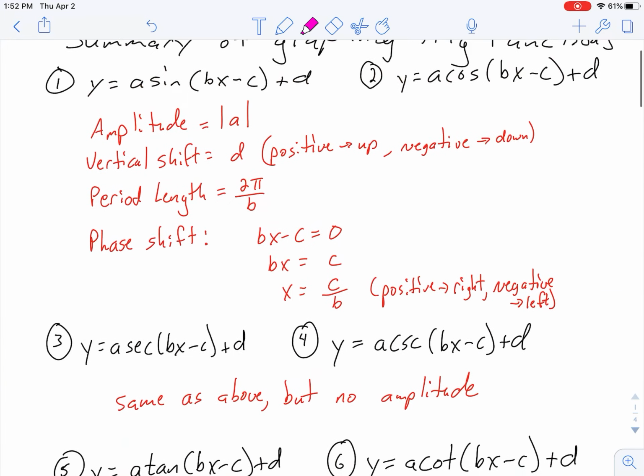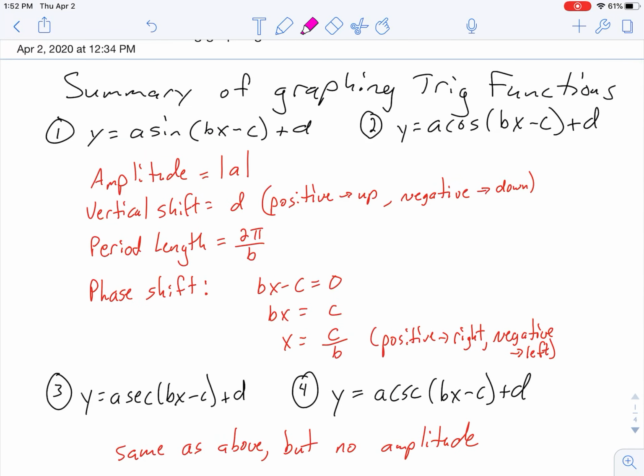So if we look up here, I just summarized some of the notes from earlier on. We first covered sine and cosine. So what I did is I made up sort of generic looking equations. Amplitude is A, it's the number in front of sine or cosine. And if it's negative, don't worry about it. Amplitude is the positive version of that number.